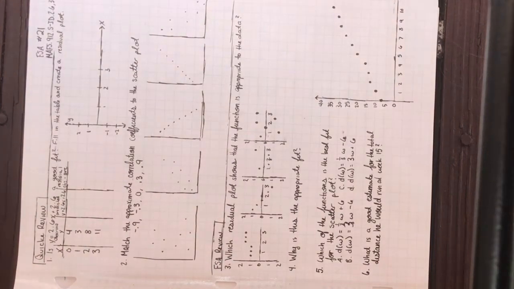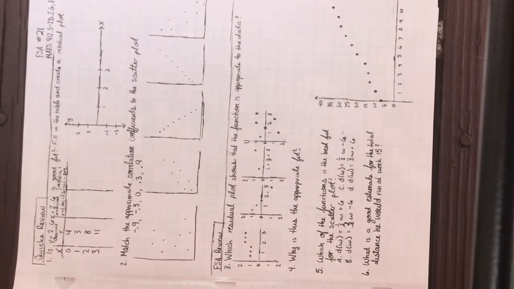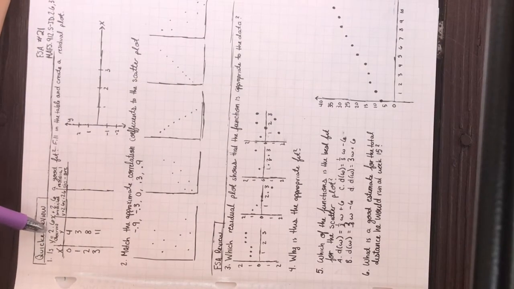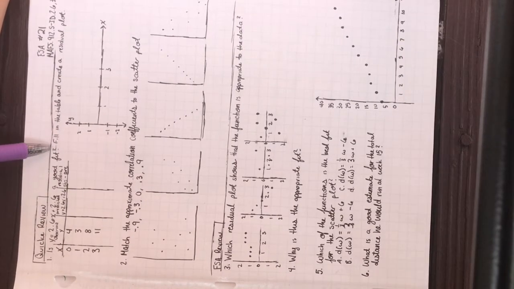All right, y'all, FSA page 21, we did it. This is our last page. We're going to be talking about line of best fit and residual plots and correlation coefficients. So let's get started. Is y equals 2.6x plus 2.6 a good fit?